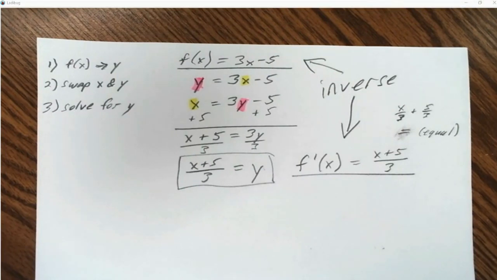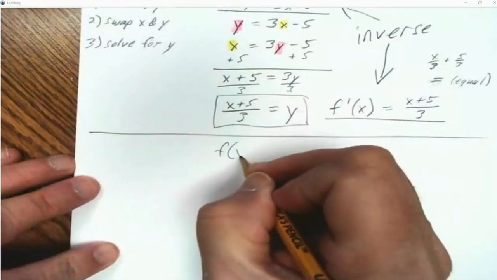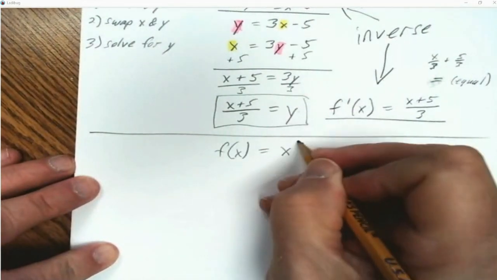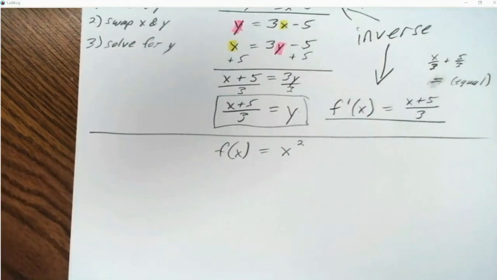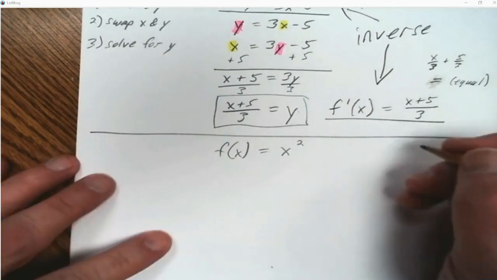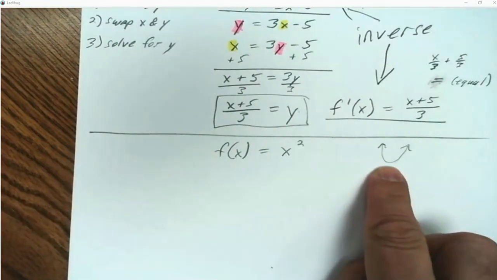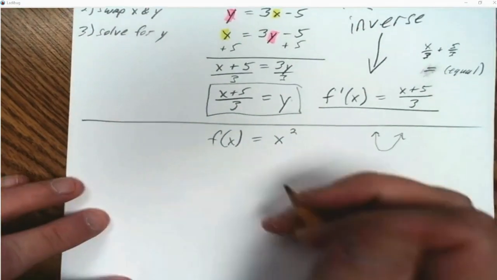Let's choose one that's a little trickier. Let me see here. I know they have some other examples. What if we want to find the inverse of f of x equals x squared? Okay, f of x equals x squared. So this is the function, right? It makes a parabola. You know, when we graph that, it's an x squared. It's a parabola. So let's find the inverse of this.